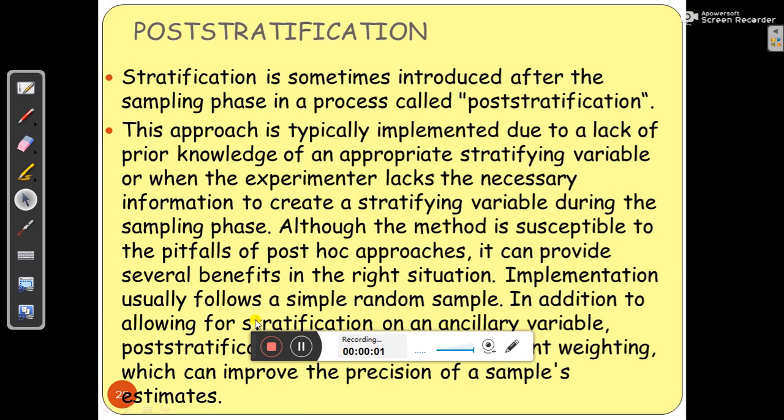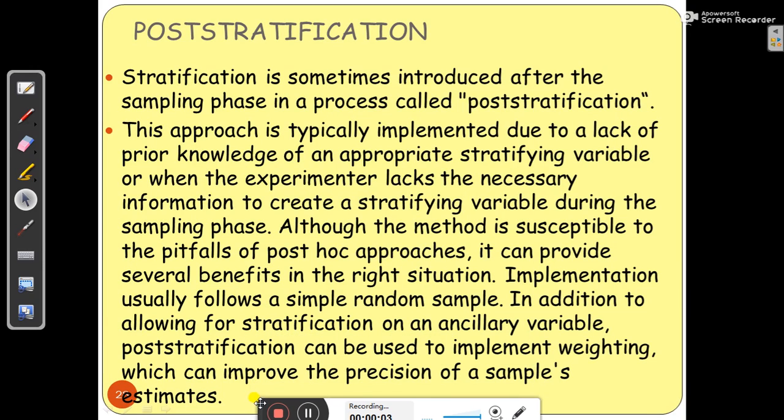Hello student, in this video I would like to start from the last video as a continuation. We are going through the sampling topic in this course. So now I would like to start from this point, that is post stratification.